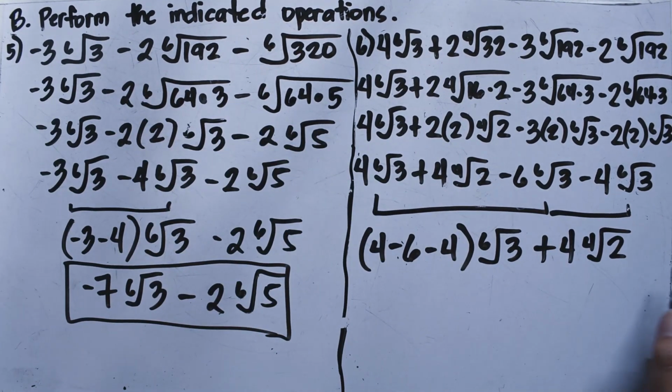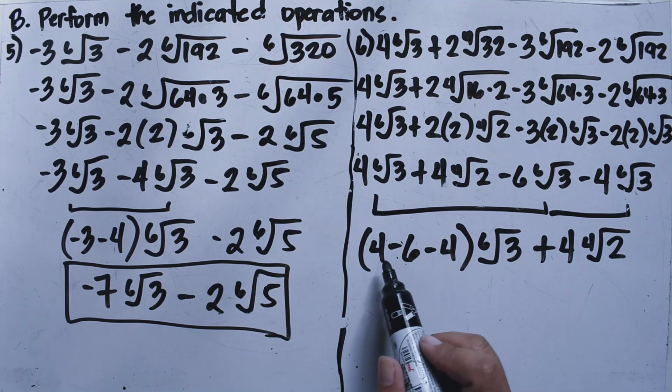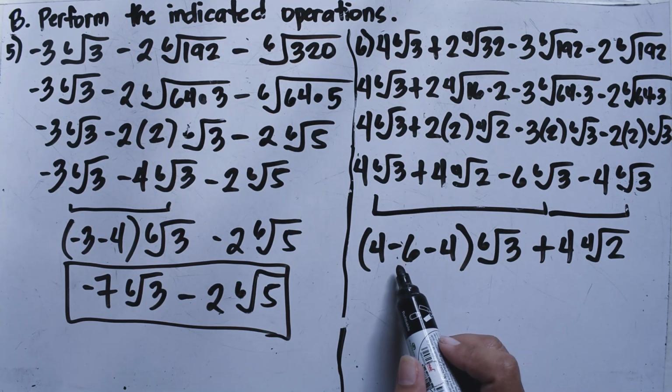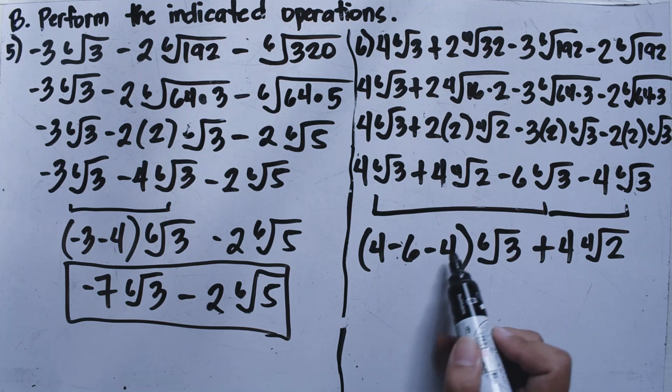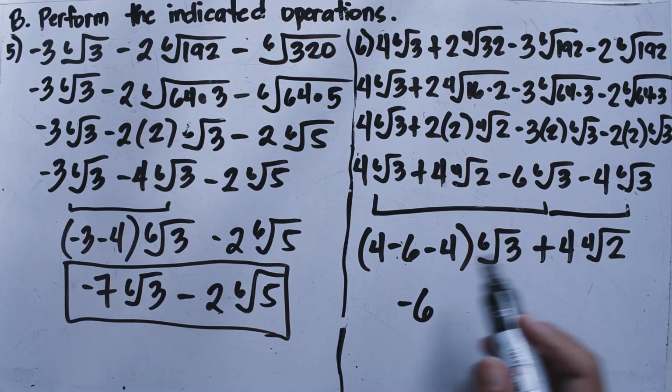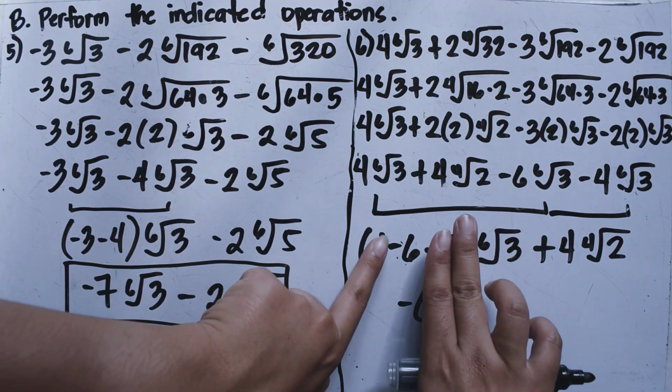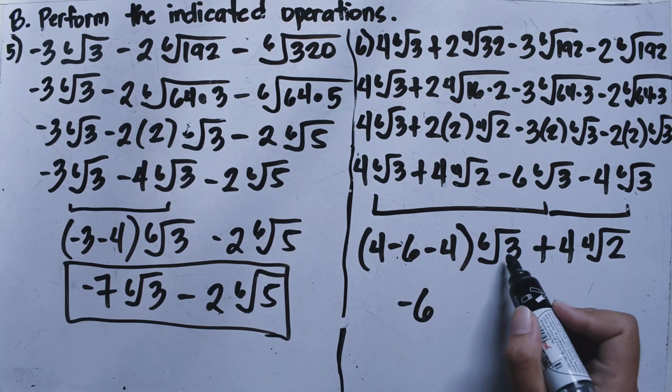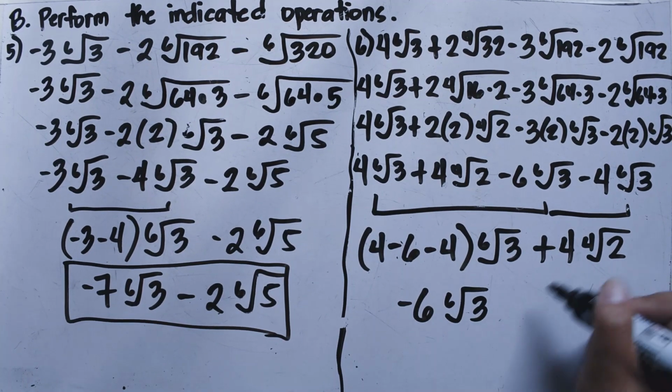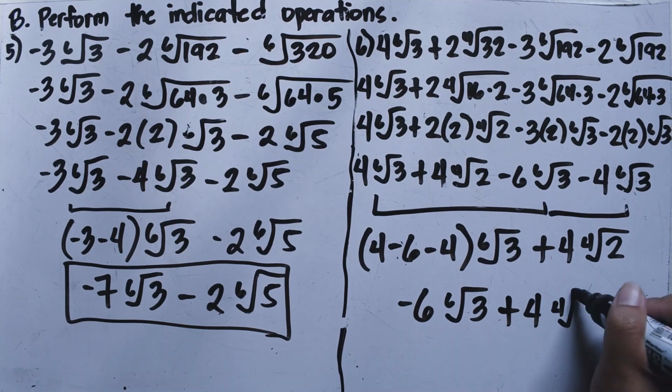So, 4, 4th root of 2. And then, combine. So, we have 4 minus 6 is negative 2. So, grade 9 na kayo. Alam na alam nyo na to. Negative 2 minus 4 is negative 6. So, kung nahihirapan, sige, ito unahin. 4 minus 4 is 0, diba? So, negative 6 na lang matitira. And then, copy, 6 root of 3. Plus, 4, 4th root of 2.